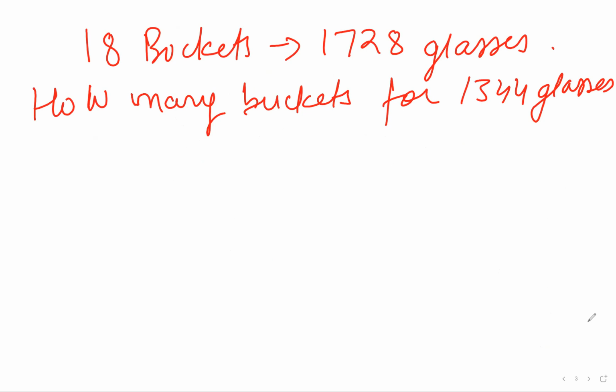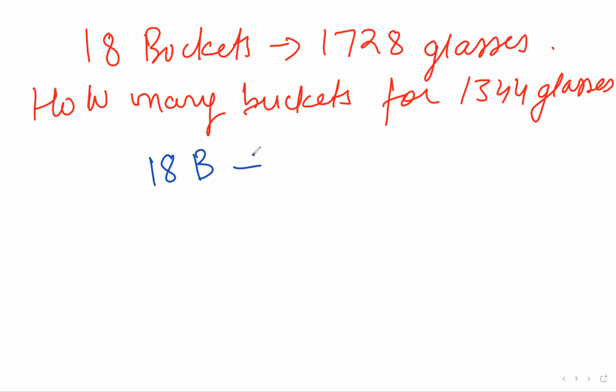Next, again think whether it is a direct relation or inverse. 18 buckets can fill 1728 glasses. 1344 glasses can be filled by how many buckets? Definitely, 18 buckets can fill more glasses. Less glasses will need fewer buckets. So more buckets, more glasses. Less buckets, less glasses. Again, direct relation.